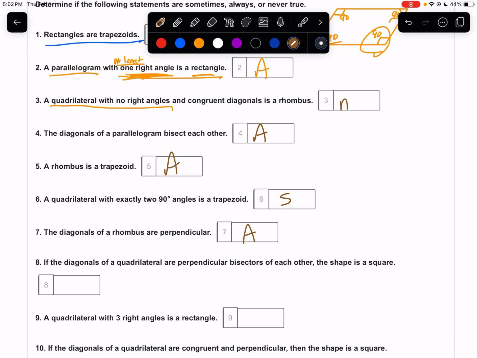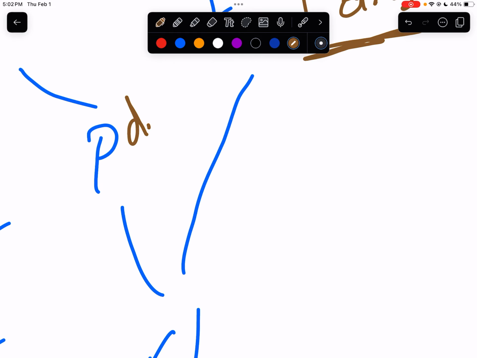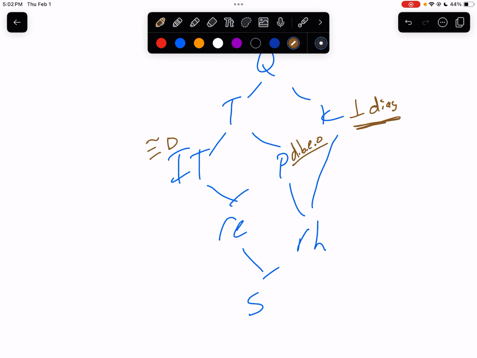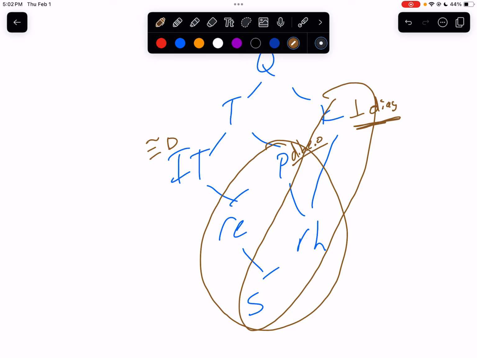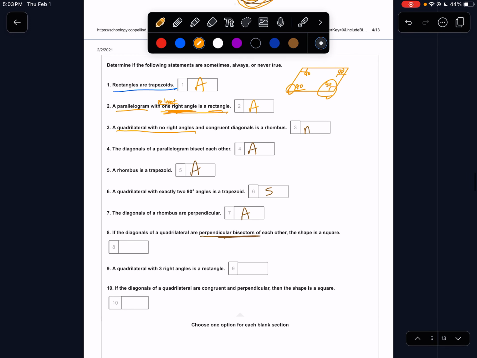The diagonals of a quadrilateral are perpendicular bisectors of each other. So here's perpendicular. Where do the diagonals bisect each other? That's parallelogram. Diagonals bisect each other. That's parallelogram. So all of these shapes, they bisect each other. All of these shapes, they are perpendicular. Which shapes have both properties, rhombus and square? So a rhombus has that, a square has that. What are they saying? Then the shape is a square.